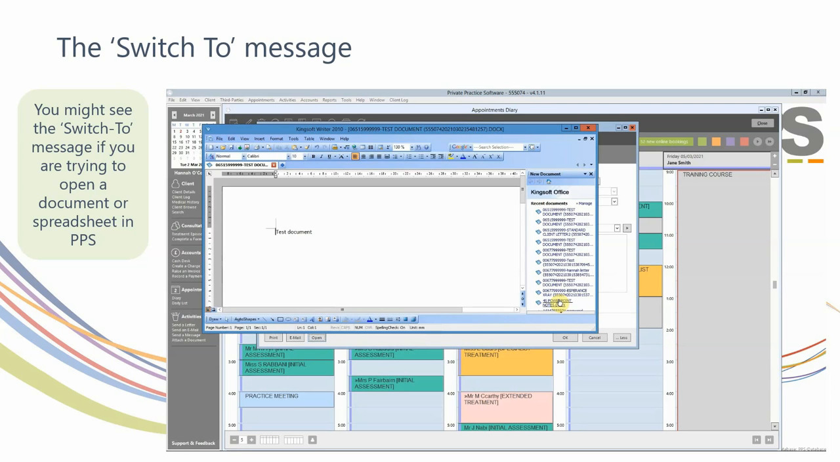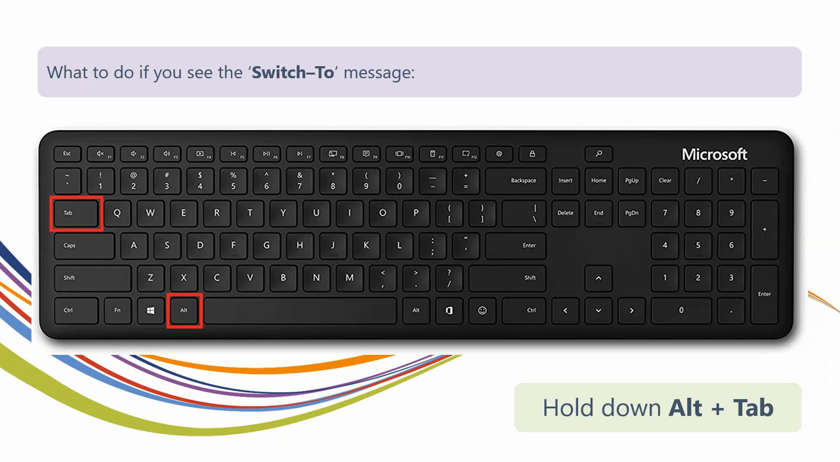So if you see this message saying switch to, you should just need to hold down Alt on your keyboard and then select the Tab key, and this will bring forward the program with any related prompts that have opened up behind PPS where your letter or your report has opened. This will also rely on your hosted session being in full screen.